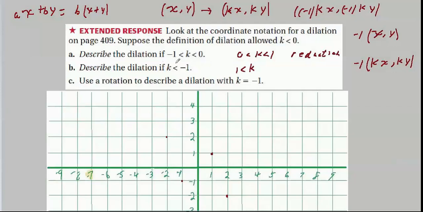So what this is saying is that the numbers are getting bigger starting at negative 1. In fact, negative 1 isn't even included. So every dilation with a factor of k less than minus 1 has to be an enlargement.